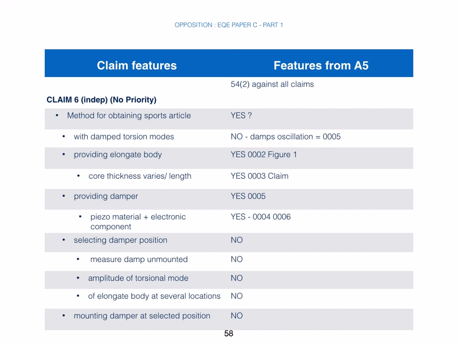Method of obtaining a sports article, yes, question mark. With dampened torsion modes, no. Damps oscillation. Providing elongate body, yes. Core thickness varies, yes. Providing damper, yes. A piezo material plus electronic component, yes. And then selecting the damper position, the measurement of the amplitude and the mounting are all no, no, no, no, no, no. So A5 does not look too promising for A6. Now we've covered all claims, we'll make an interim assessment of A5 before we turn to A6.